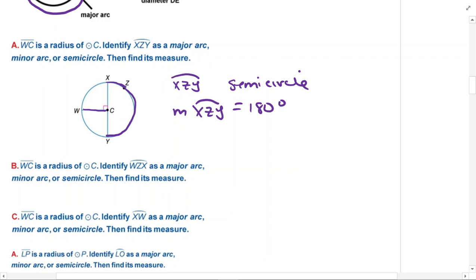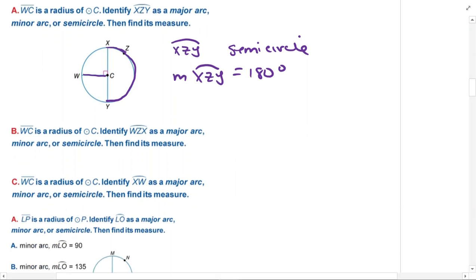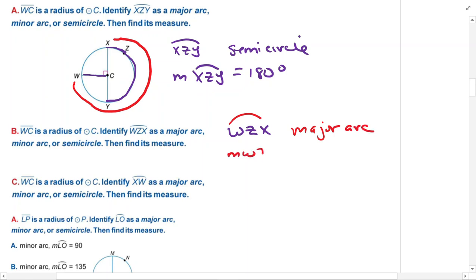Again, we're told that WC is the radius of circle C. We want to identify arc WZX as a major arc, minor arc, or semicircle. So WZX, W going in the direction of Z. So starting at W going through Z to X, that arc is a major arc. And the measure of WZX would be 90 plus 180, which is 270.